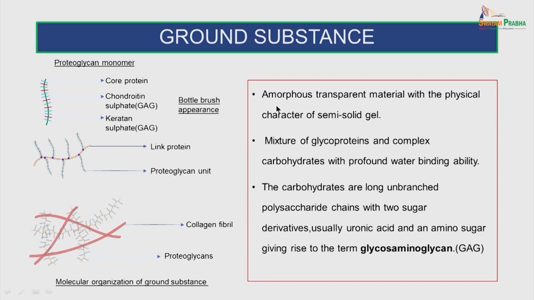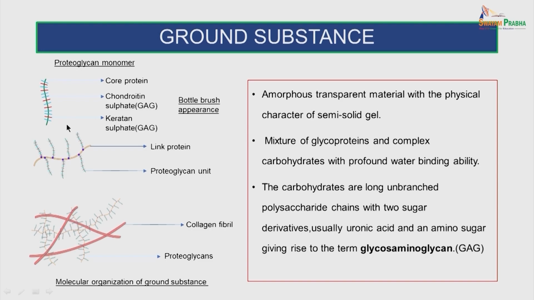Coming to the ground substance, this is an amorphous transparent material with the physical character of a semi-solid gel. It's a mixture of glycoproteins and complex carbohydrates with profound water binding ability. The carbohydrates are long, unbranched polysaccharide chains with 2 sugar derivatives, usually uronic acid and an amino sugar, giving rise to the term glycosaminoglycan. So this is a proteoglycan monomer.